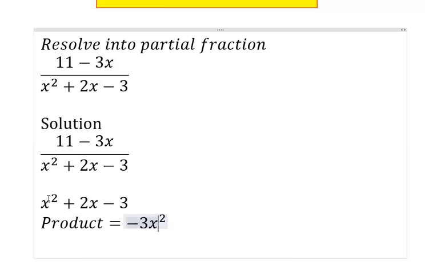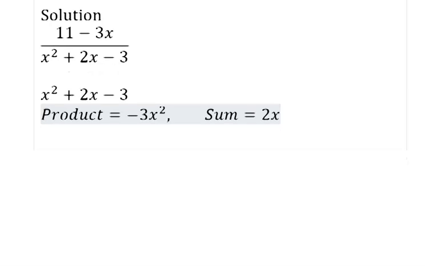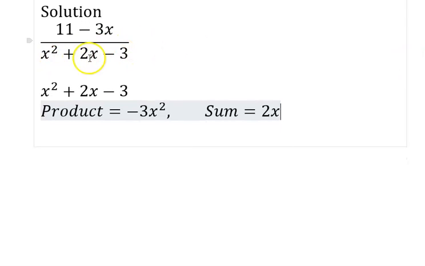Beautiful. Now, if our product is minus 3x squared, then our sum will be what is in the middle. What is in the middle? That is how to factorize in a quadratic equation. So our sum will be what? 2x. Beautiful, because it's plus that we have here. So with this now, we actually want to factorize what we have here so that we can continue our solution.